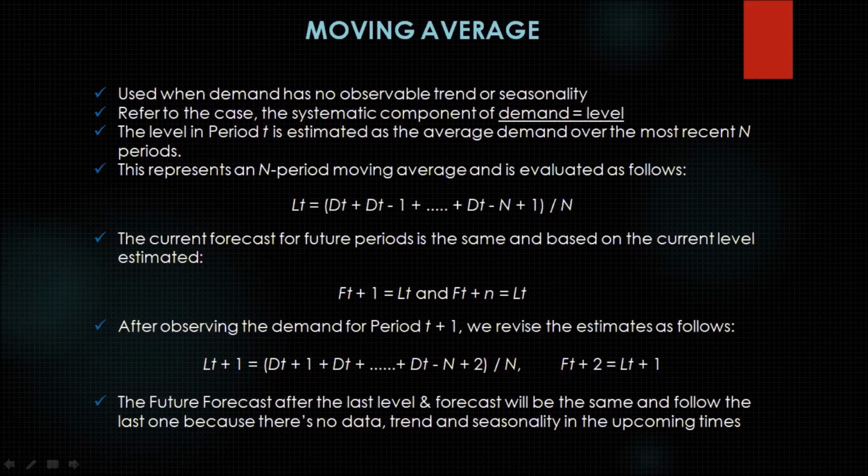The moving average method is used when demand has no observable trend or seasonality, and the forecast ignores any trend or seasonality to be used as a standard forecast number. Moving averages are used to identify trends and confirm reversals, but also to identify areas of support and resistance. In this case, the systematic component of demand is equal to level. The level in period T is estimated as the average demand over the most recent n periods.